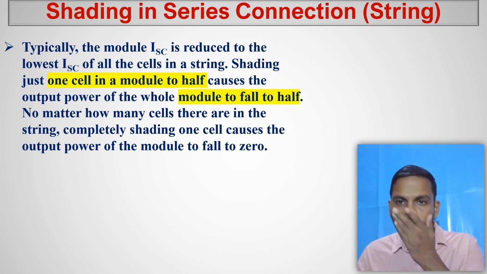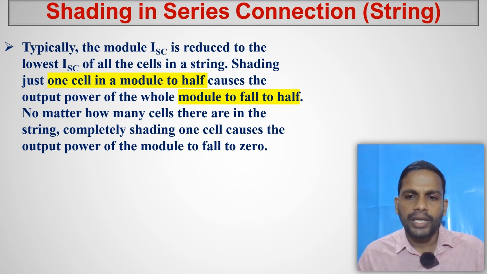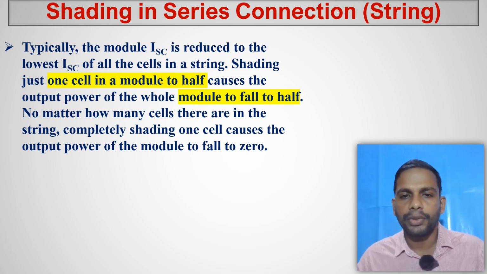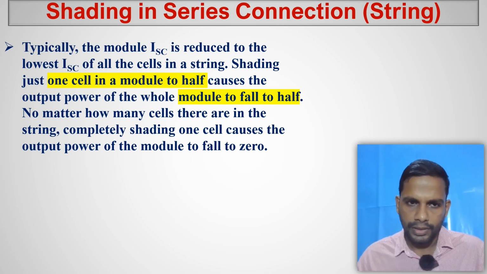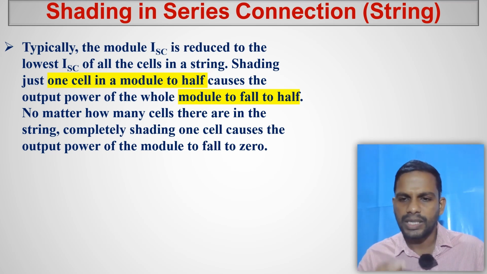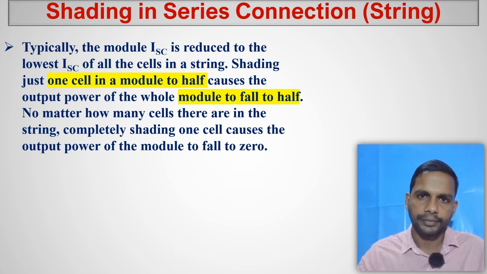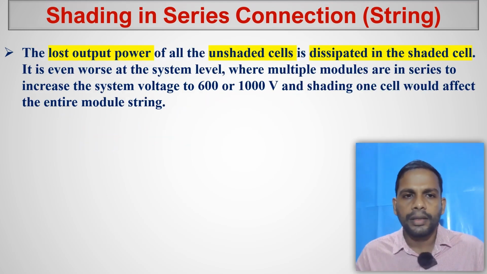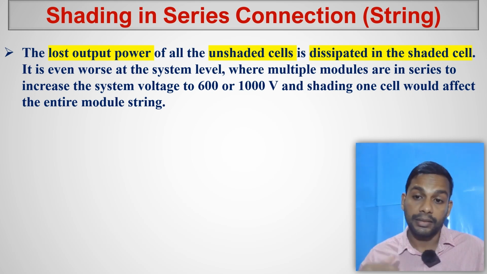Shading in a series connection, what will happen? The short circuit current will be reduced in a one-cell module to half. Let's say shading caused a particular module to perform at half of its rated current. Then the entire module becomes half, as I said. Whatever the impact on one single cell, it will impact the entire module. The lost output power of all the unshaded cells is dissipated into the shaded cell. This is another side effect.